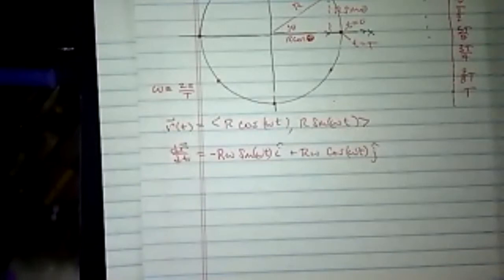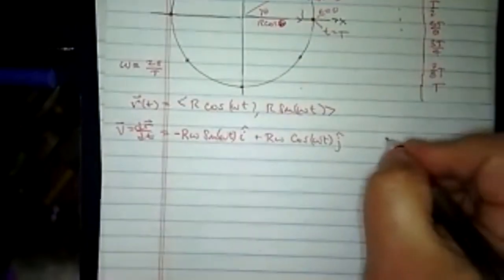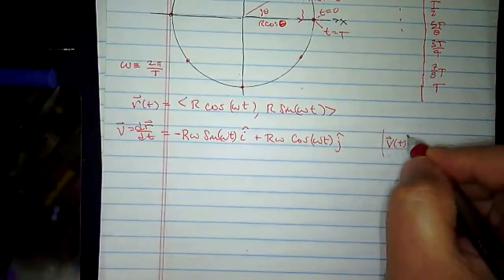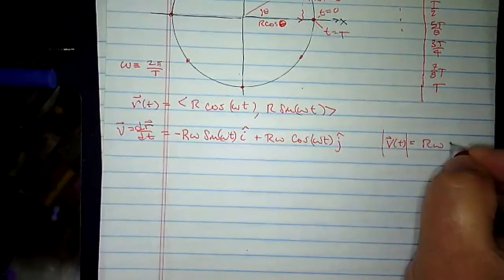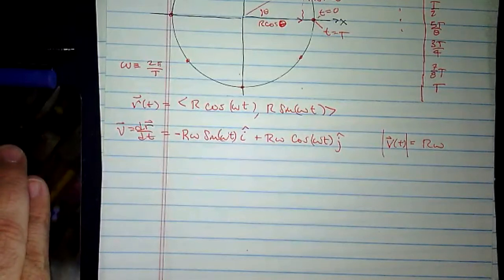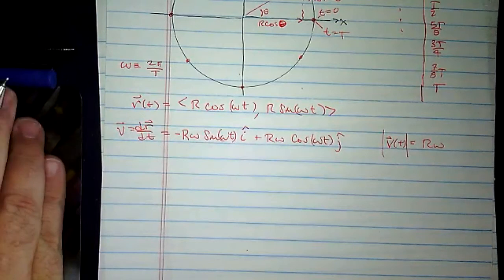Now it turns out this v vector, which is really what the derivative of position with respect to time is, this v of t, has a magnitude equal to just R omega. Can y'all see why the magnitude of this vector is going to be R omega? Can somebody tell me why the magnitude is going to be R omega?